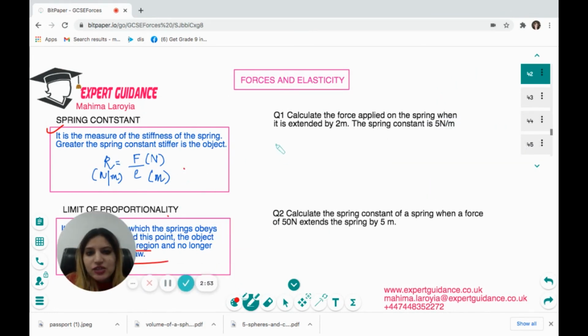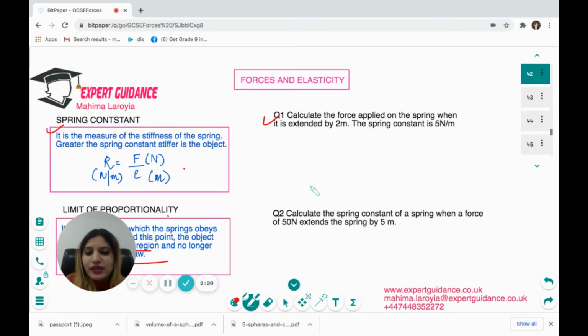Okay, now let us look at two examples. First is to calculate the force applied in a spring where it is extended by 2 meters and the spring constant is given to you. In the second question, they ask you to work out the spring constant when the force is 50 newtons and the spring is extended by 5 meters. Remember to take care of the units, that the distance has to be in meters in all of them.